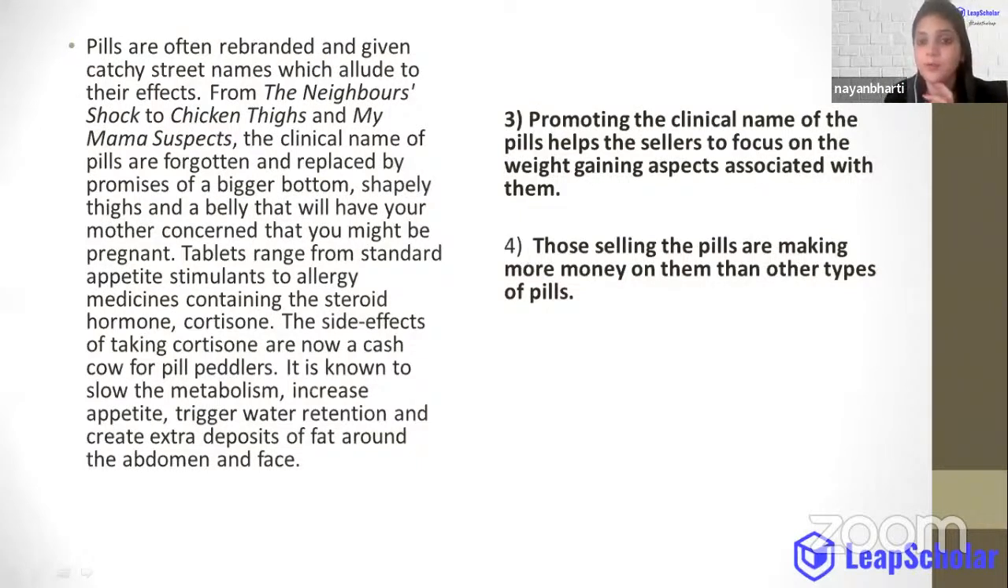The question is, promoting the clinical name of the pills helps the seller to focus on weight gaining aspects associated with them. So when they promote the clinical name, let's first understand the question. When they promote the clinical name, it helps them in selling their pills. Is that so? How to find the keyword? So you can see the clinical name over here. And the question is saying that when they have the clinical name, that helps to sell them fast. So what do you think? I can see clinical name over here.